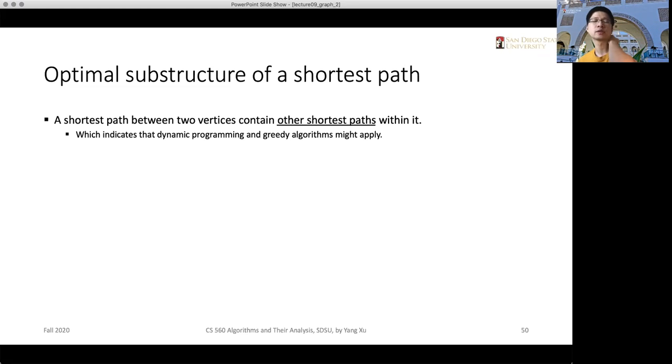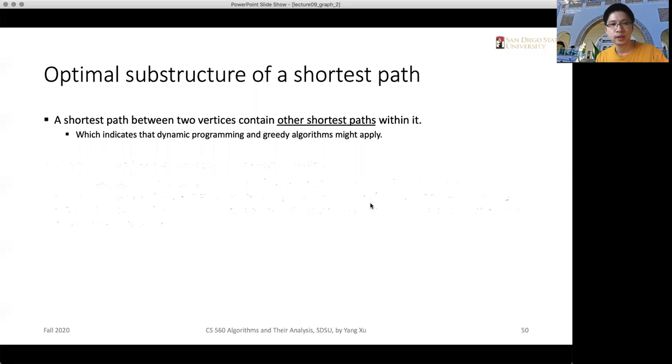So this optimal substructure tells us that we can probably use dynamic programming and greedy algorithms to solve the problem. For example, when we are building a shortest path, we don't know whether the next edge we select will lead to the global shortest path, but we can just use the greedy strategy to choose the edge that minimizes the current total summation of the weights, which is a typical greedy algorithm sort.